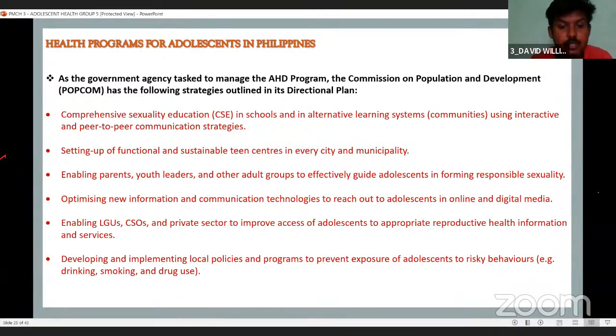Optimizing new information communication technologies to reach out to adolescents in online and digital media. Enabling local government units, civil society organizations, and the private sector to improve adolescents' access to appropriate reproductive health information and services. Developing and implementing local policies and programs to prevent exposure of adolescents to risky behaviors, for example, drinking, smoking, and drug use. Over to Manasa.